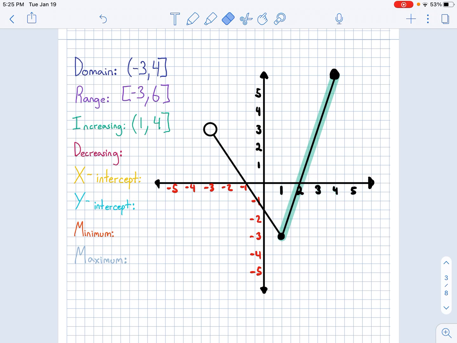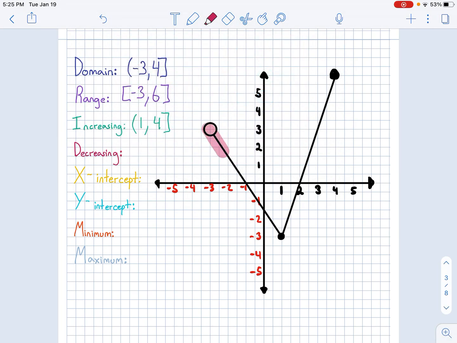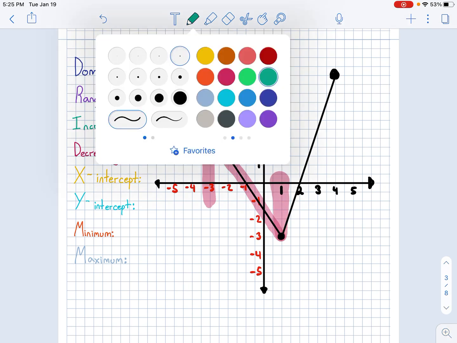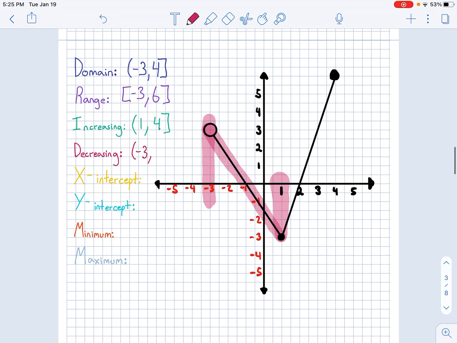Okay. Now we're going to look at decreasing. It is decreasing here. So we talk about it in terms of domain. So it's decreasing from -3, but that's an open circle, until +1, and that's where it's changing direction, so also a parenthesis.